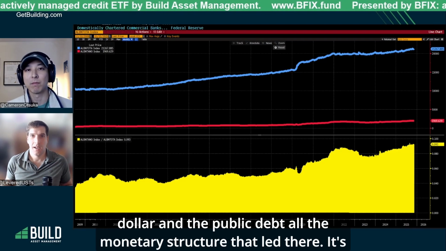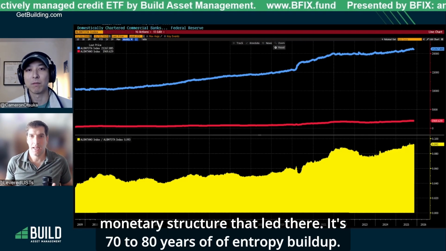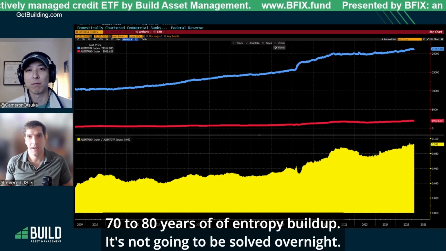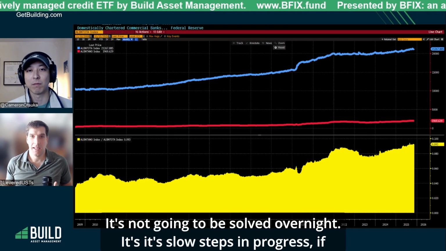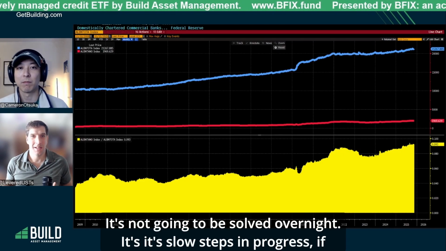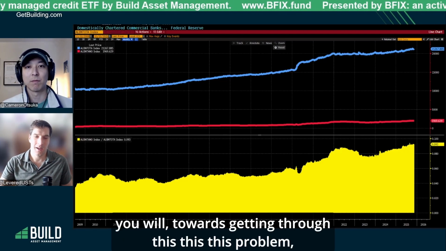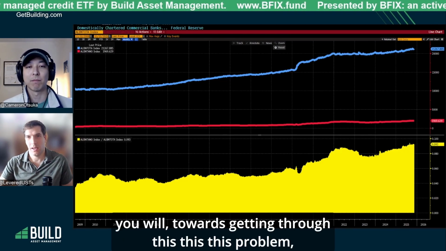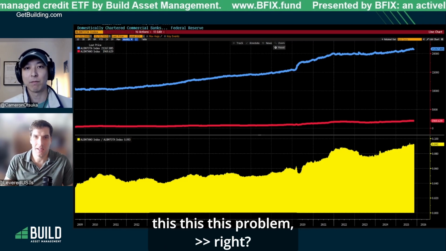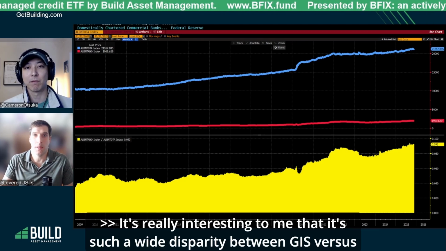Like this offshore dollar and the public debt, all the monetary structure that led there, it's 70 to 80 years of entropy buildup. It's not going to be solved overnight. It's slow steps and progress, if you will, towards getting through this problem.